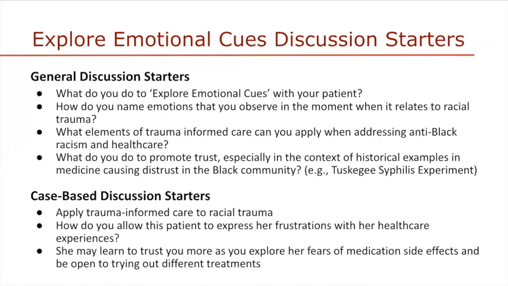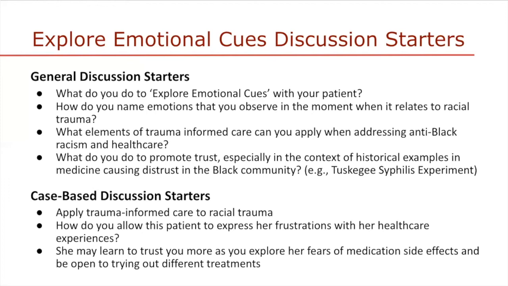Lastly, to begin the discussion around exploring emotional cues, here are some general conversation starters you may choose to use. What do you do to explore emotional cues with your patient? How do you name emotions that you observe in the moment when it relates to racial trauma? What elements of trauma-informed care can you apply when addressing anti-Black racism in healthcare?